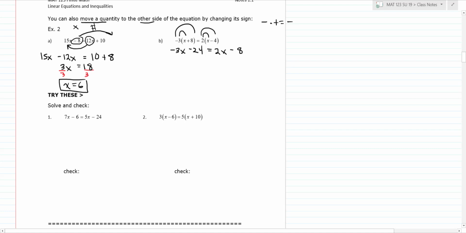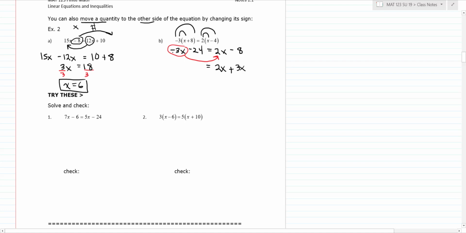All right, now what I'm going to do is move these things. Now, it's up to you how you do this. It's totally up to you which side. Just for something different, this time I'm going to move the 3x to this side and leave the 2x where it is. Okay, so when I do that, I would have 2x plus 3x.